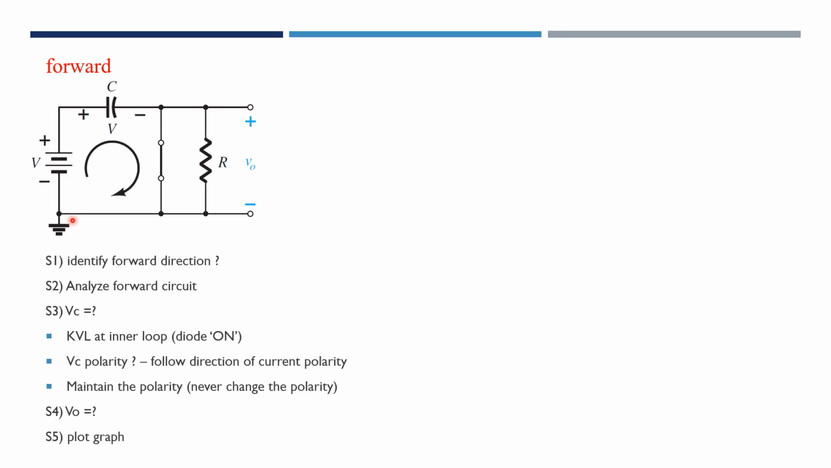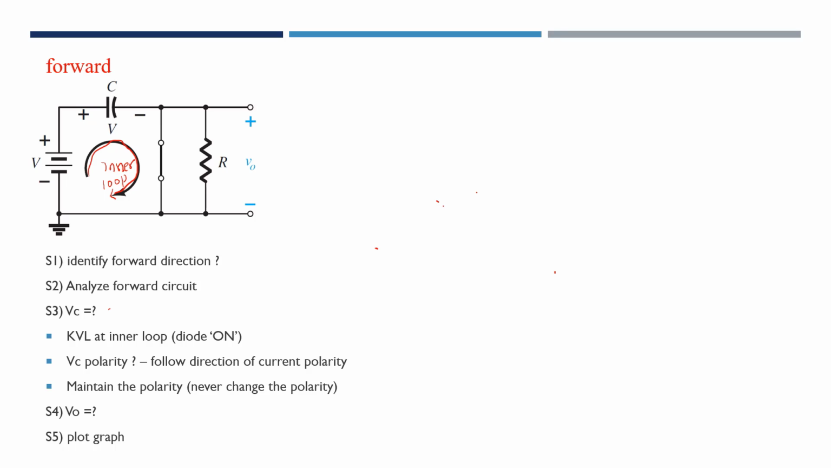Now let's look in more detail at the forward analysis. Here we already changed the diode during the forward as a short circuit. Now let's follow the analysis step by step. The first step we already did, which is we already identified the forward direction. Next, for the second step, we need to analyze the forward circuit. It means that we need to identify the loop for our KVL. So here, to calculate the VC at the third step, we need to find out the loop. Here is the loop, which we call the inner loop.